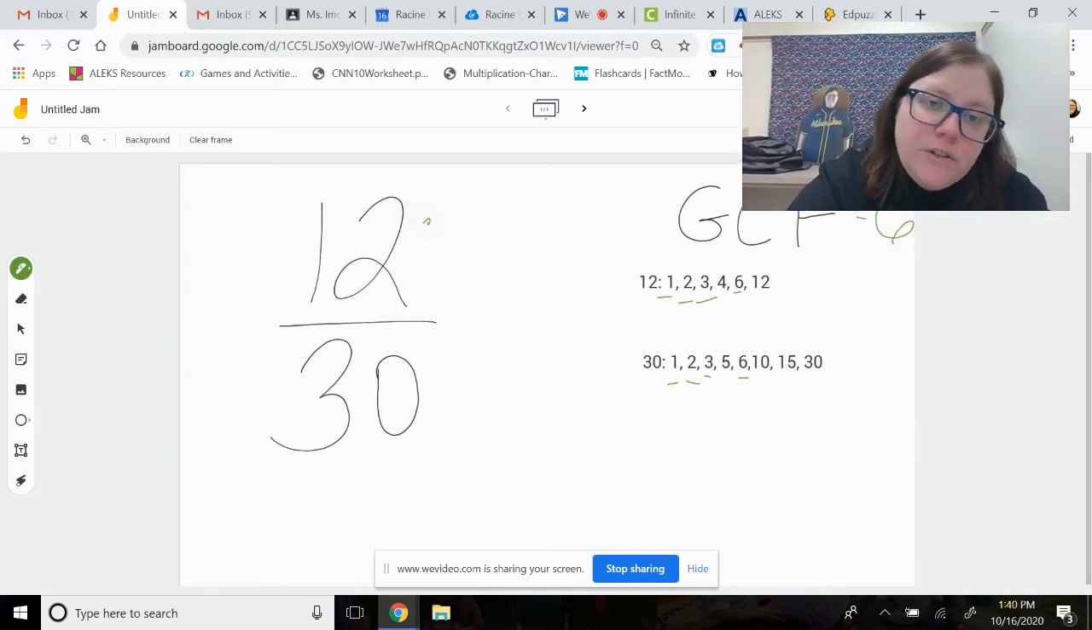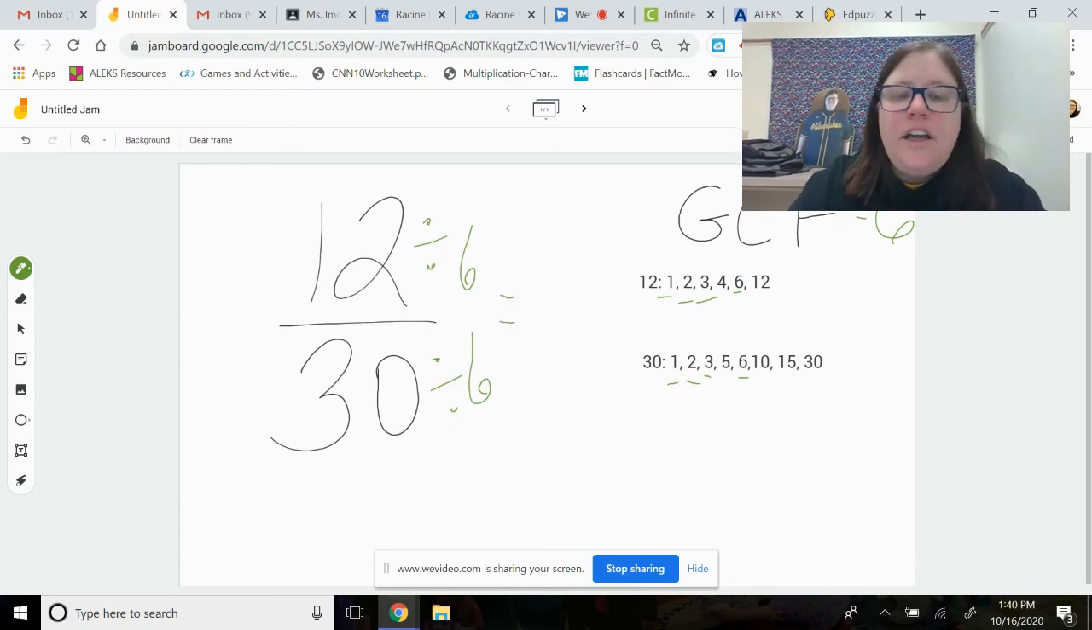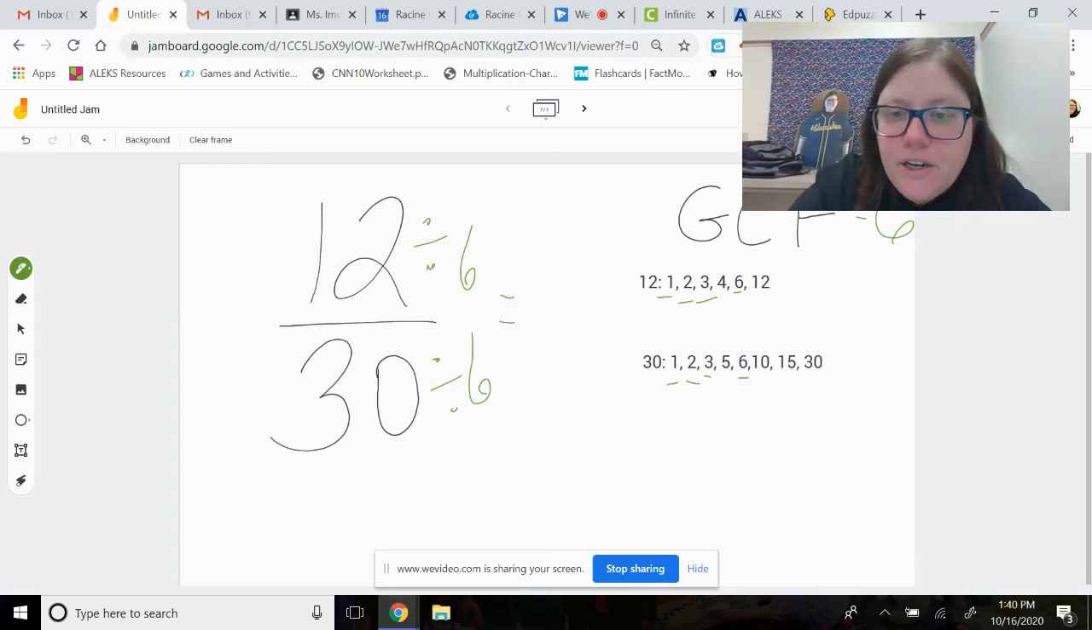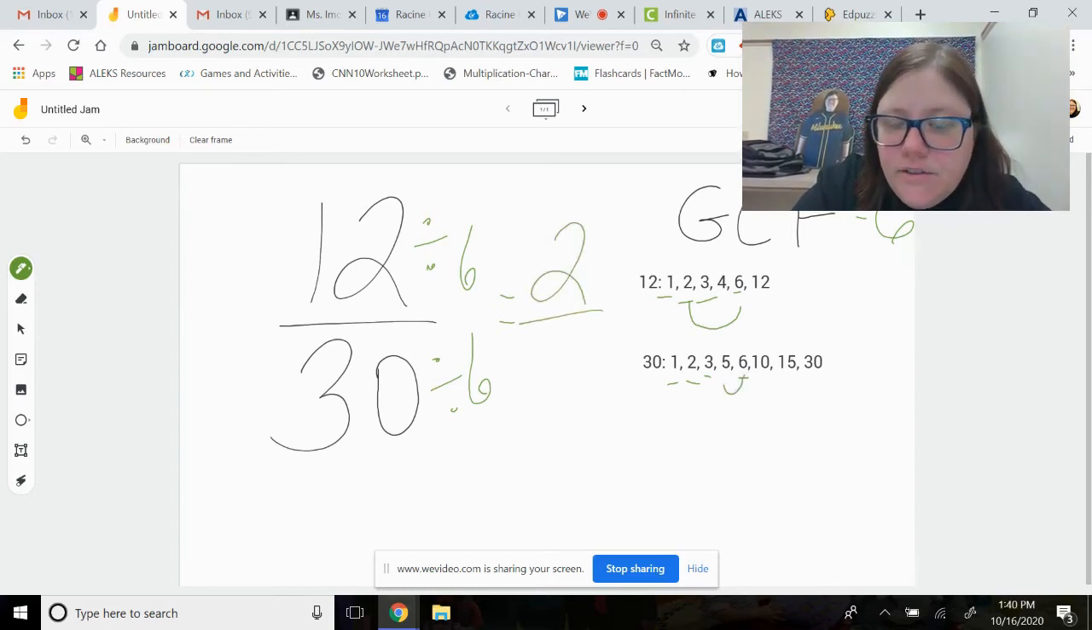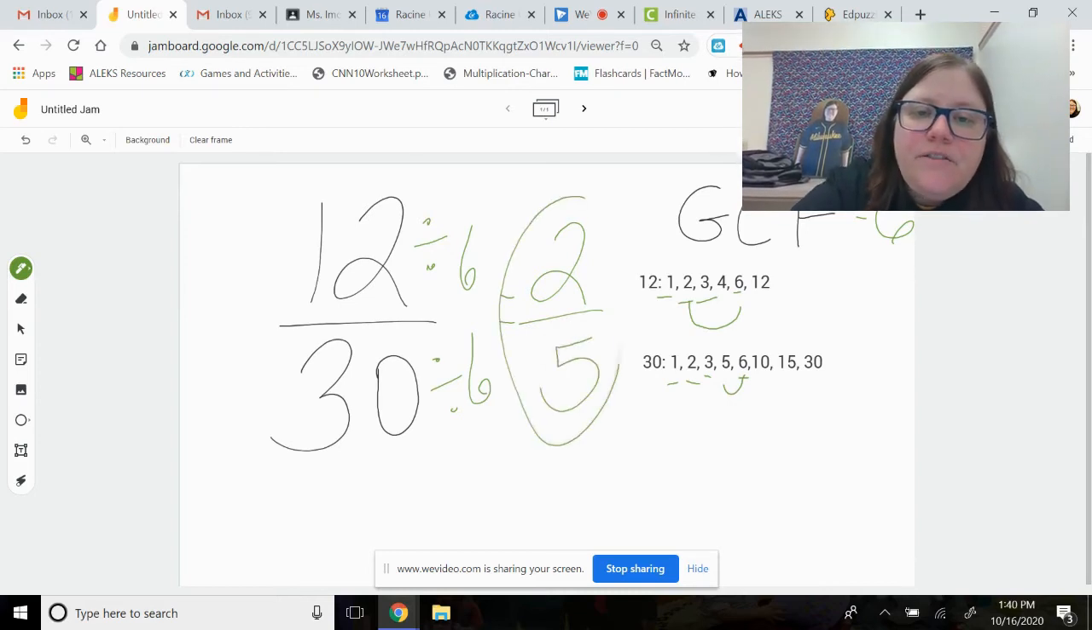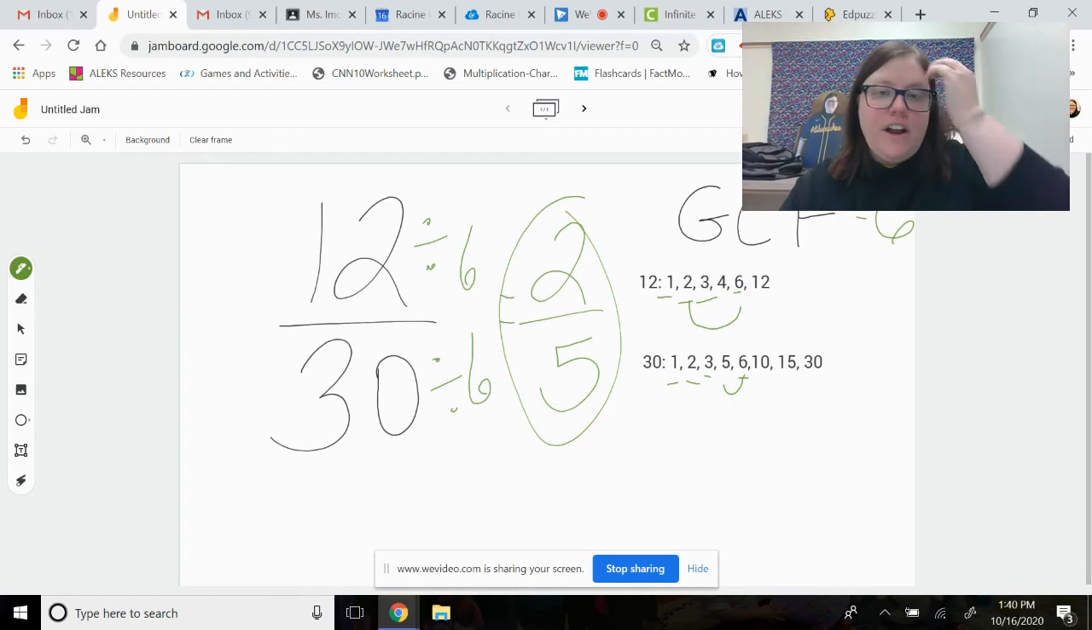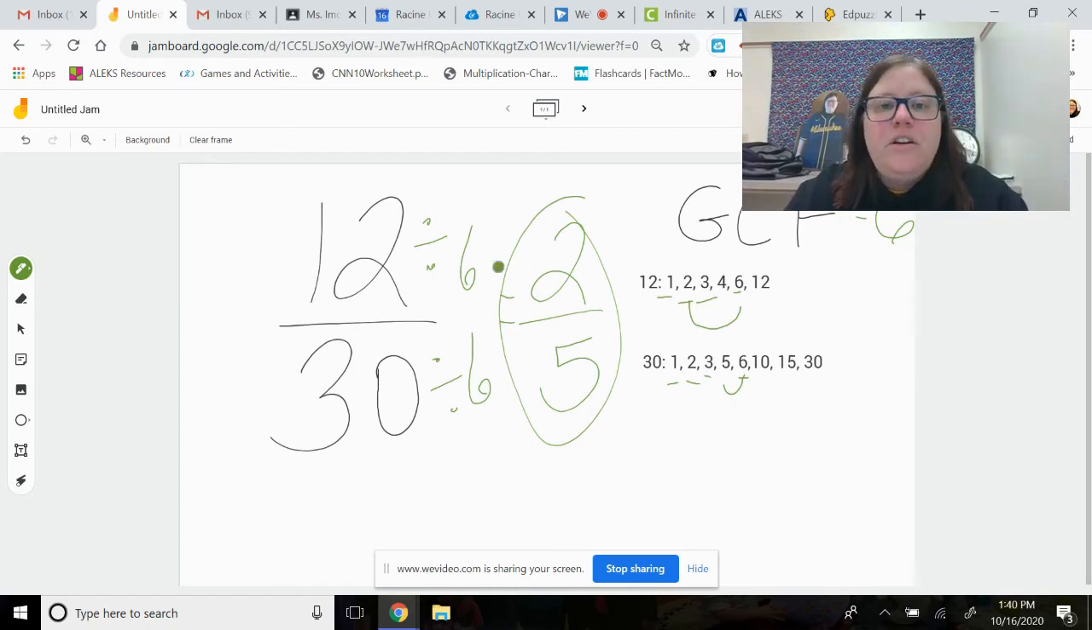So I am going to divide top and bottom by 6. And when I divide 12 by 6, if I'm not sure, I can just connect it to what it's connected to here, and that's 2. And for 6 from 30, it would be 5. So my final fraction, my simplified fraction, is 2/5. So again, for a proper fraction, a smaller number on top, I have to find my greatest common factor.